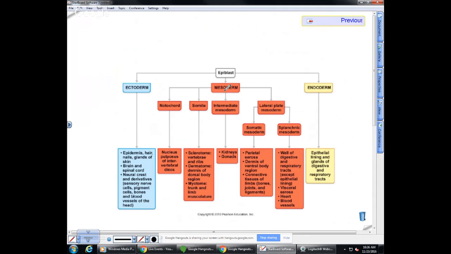And there is a book, or excuse me, there's a diagram in your book that shows, right, everything that is derived from ectoderm, everything that is derived from endoderm, and then mesoderm. So there is an essay question that is related to this, okay, this idea.